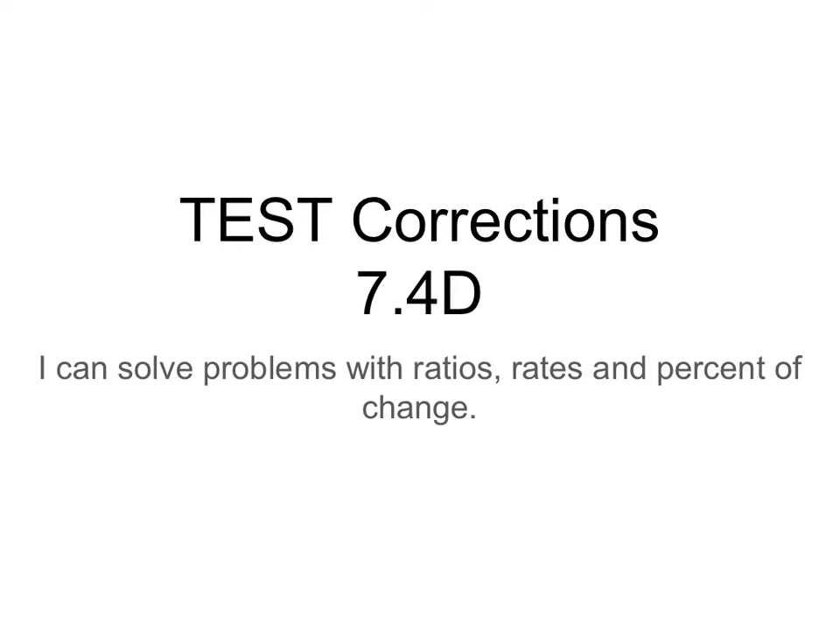Okay, so this is test correction 7.4. This is I can solve problems with ratios, rates, and percent of change. So make sure that you are doing the correct test corrections, and make sure you have a sheet of paper so you could divide it into your two columns.